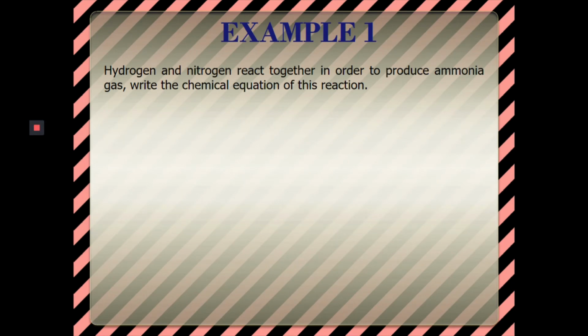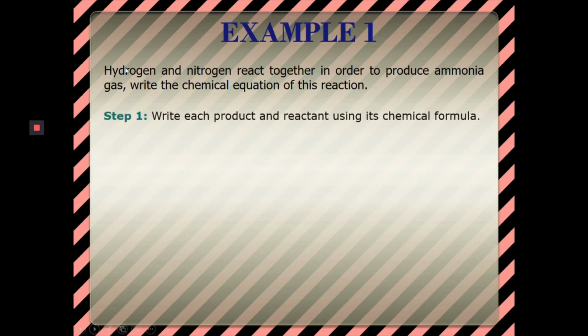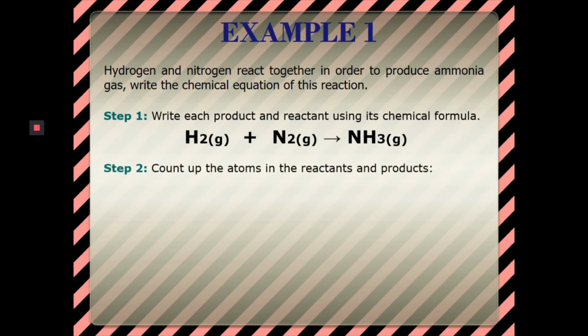Okay, so first write the chemical formula. Kita letak dia punya chemical formula dia. Okay, so it will be H2 plus N2 will become NH3. Okay, so the second step is kita count the number of atom in each side. Okay, so kita ada hydrogen and nitrogen. So here we have 2 hydrogen and 2 nitrogen, kat bahagian left side. Right side kita ada 1 nitrogen dan 3 hydrogen.